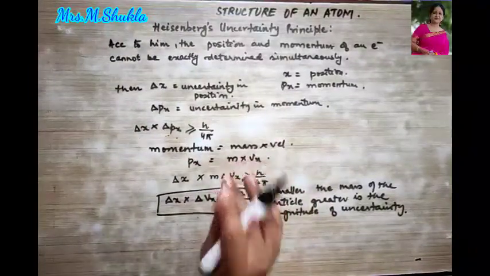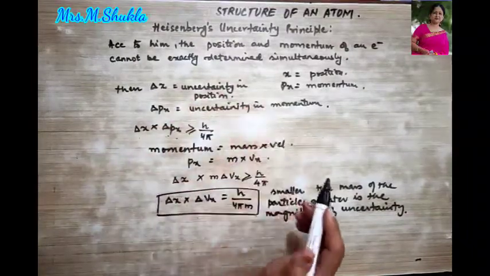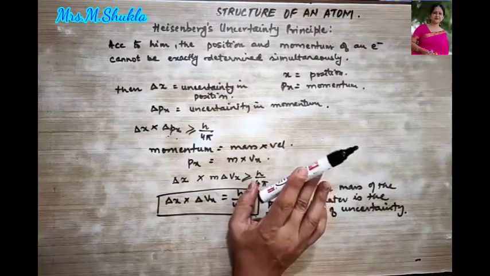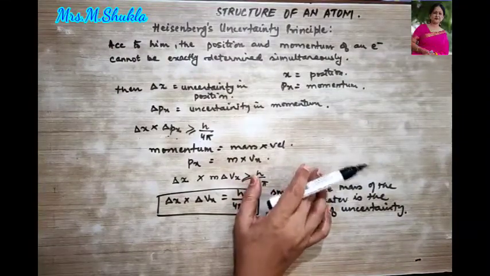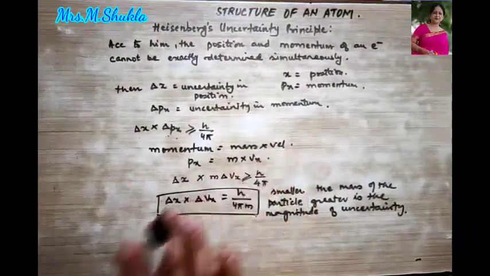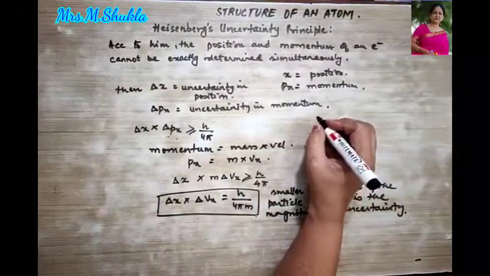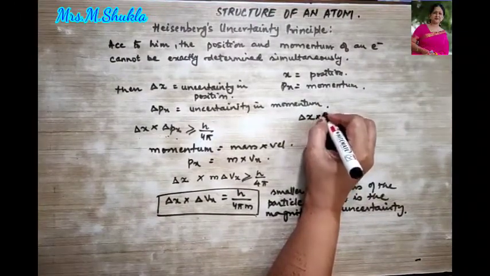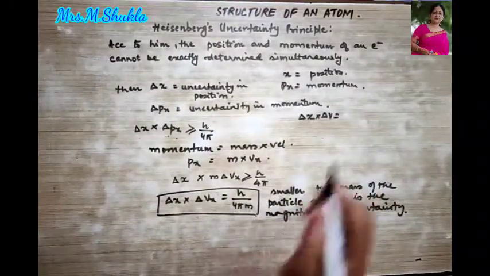Thus, the electron is a very small particle having almost negligible mass, 9.108 into 10 to the power minus 28 grams, that I had also written over here. Hence, the uncertainty in the position and the velocity for this microscopic particle, the electron, is always expected to be very large. How can we say so? Let us do the calculation and understand. Delta x into delta v is equal to what? h upon 4 pi m, isn't it?